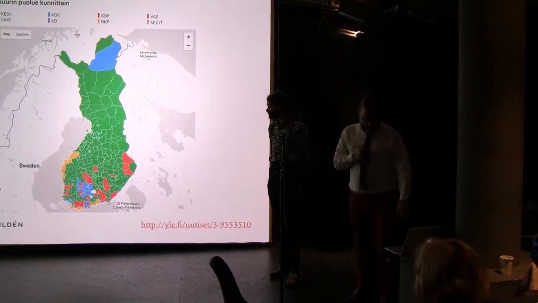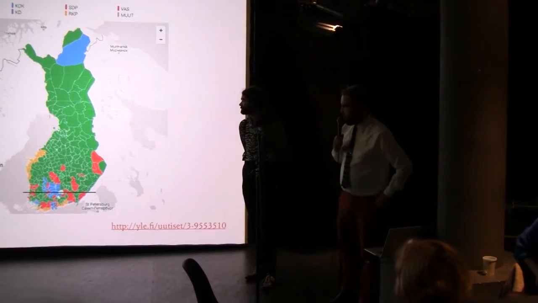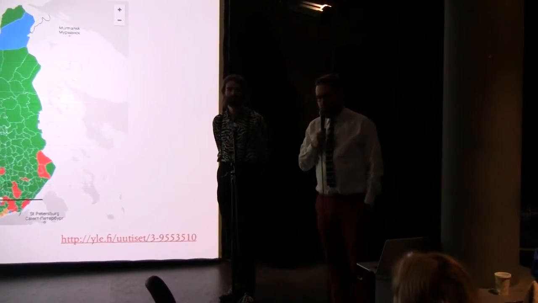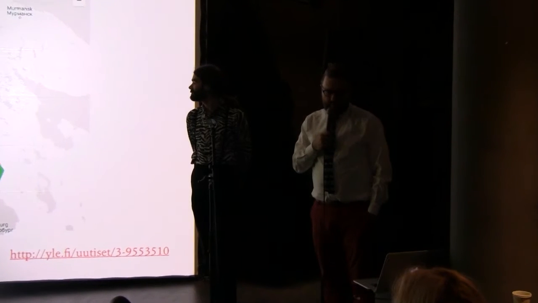For example, most Finnish people actually live south of this line, so our population is heavily concentrated in the southern parts of the country. For that reason, a map like this doesn't explain in the best possible way who really won the most votes in this election.